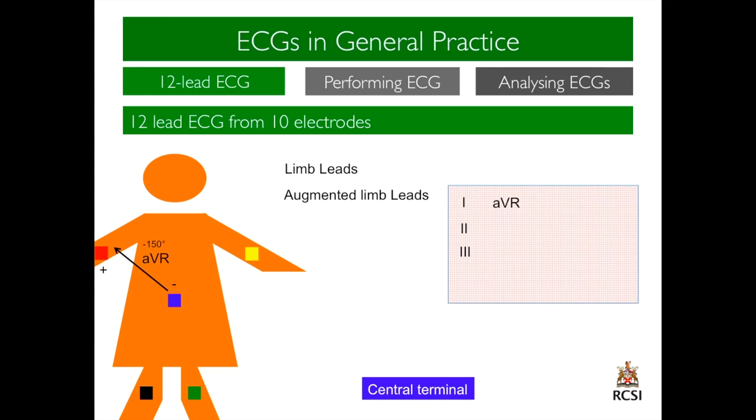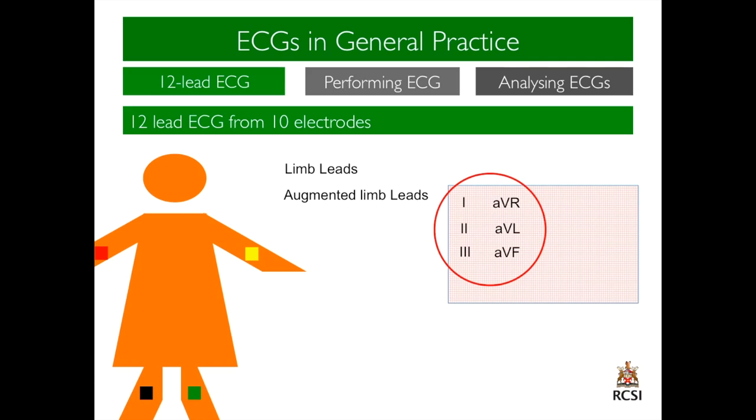AVR represents the electrical conductance between the central terminal and the right arm, which in this case is positive. AVL represents the conductance between the central terminal and the left arm. And AVF, roughly 90 degrees inferior, represents the conductance between the left leg electrode and the central terminal. Thus, 6 leads have been created by 4 electrodes on the skin.